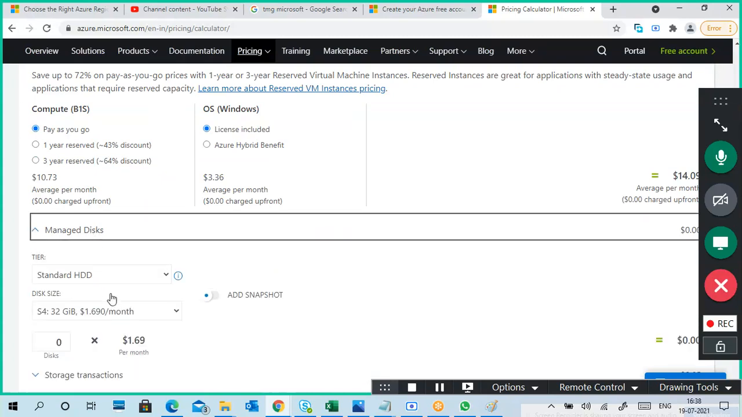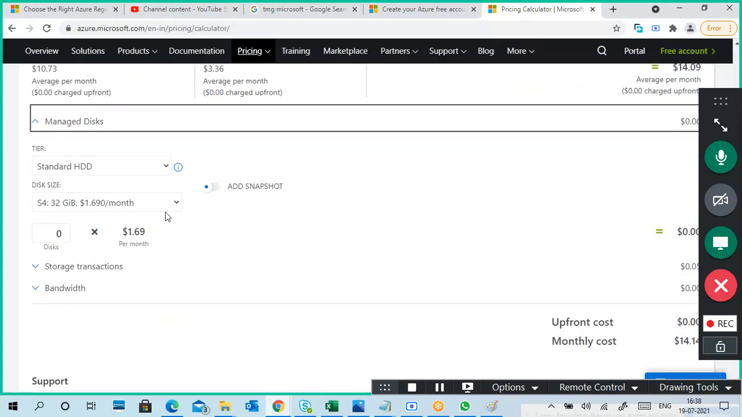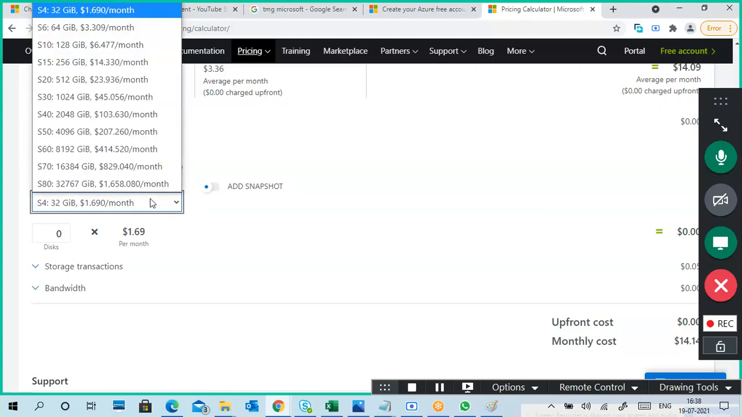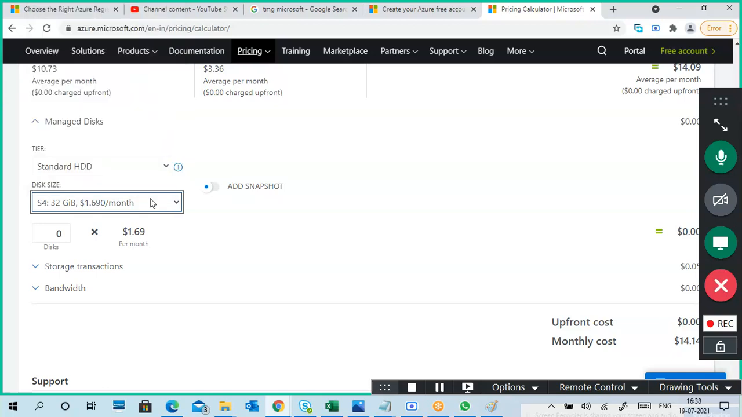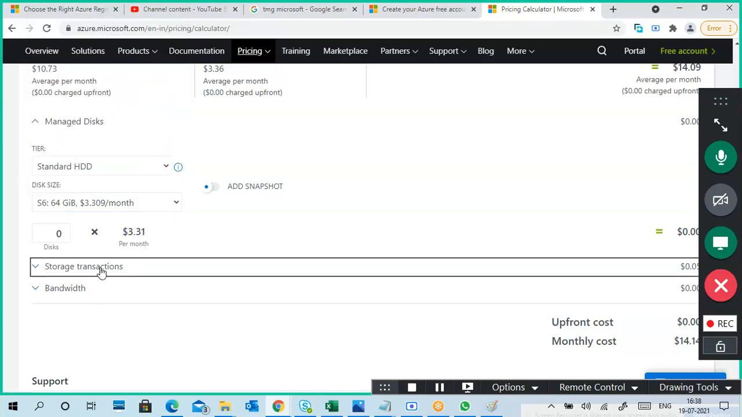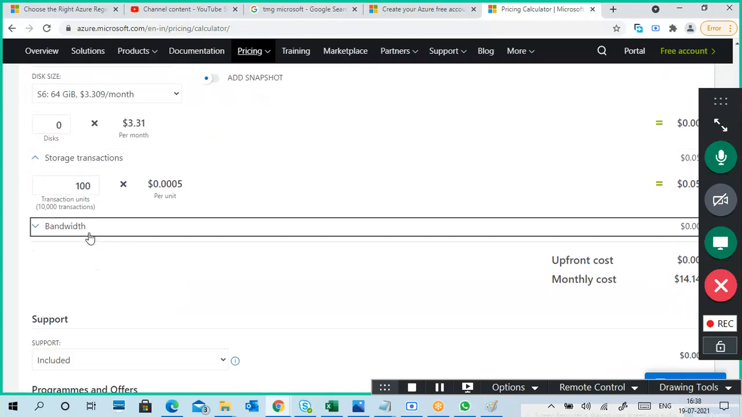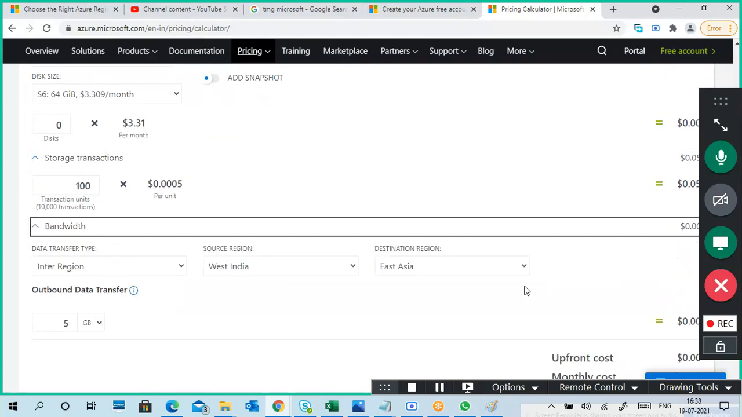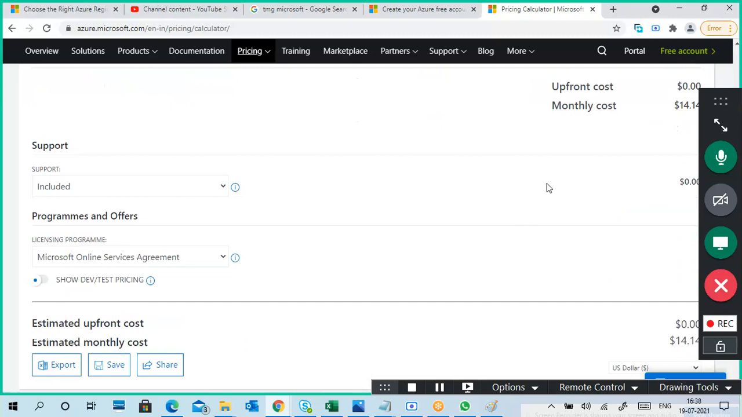So managed disk. If you want an extra disk, you want the snapshot features. Okay, so you want 32 GB or 64 GB. Like this, the cost will be added. Every cost you can calculate, and then we can do it. So the overall cost you will get here.